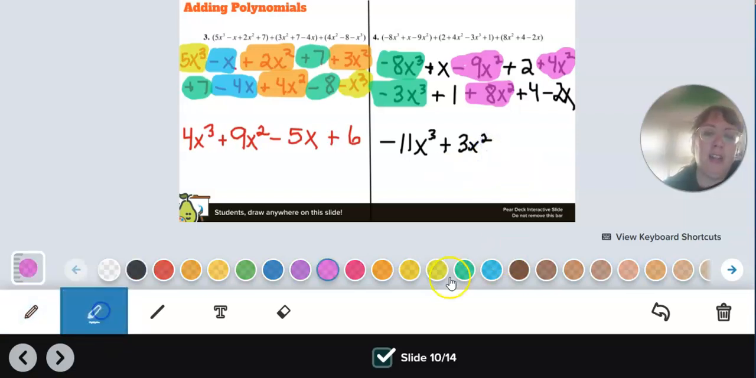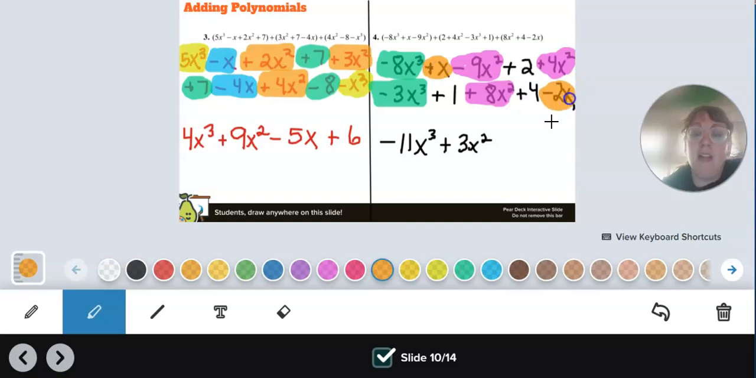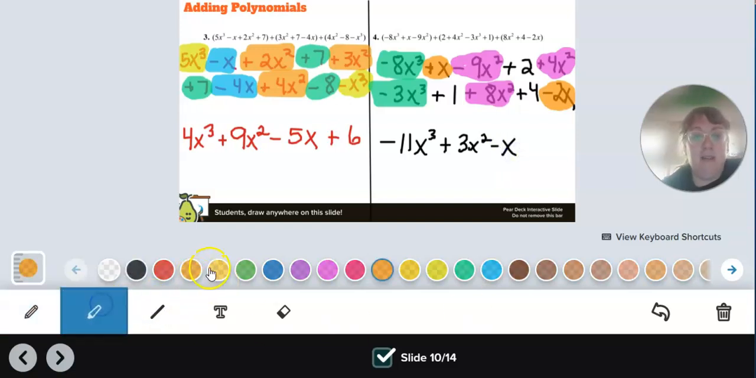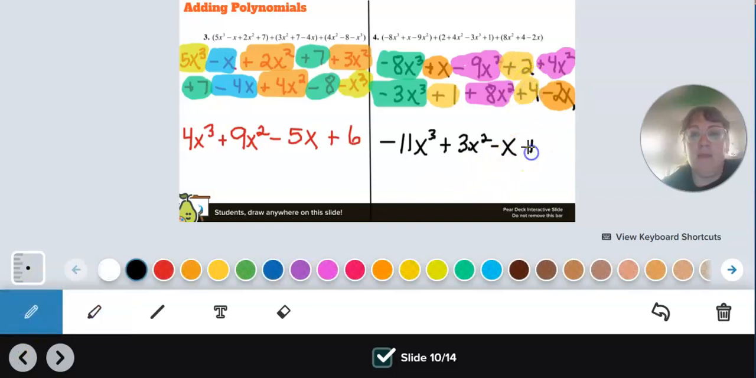Feel free to use your calculator with these too when you're working with the negatives and the positives. We have a plus x minus 2x. 1x minus 2x is a negative x. And then finally, we have 1 plus 2, which is 3 plus 4 gets us 7. And it's already in standard form. We are all set.